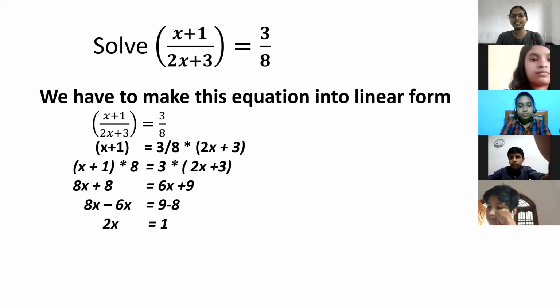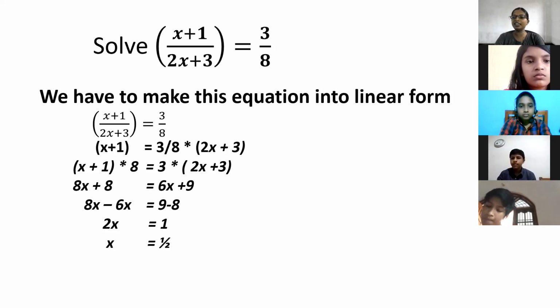Then from this, how will you find the value of x? We know that 2x is equal to 1. Here 2 is multiplied with x in LHS. Then while moving to RHS, what happens to 2? It becomes division. That is, x is equal to 1 divided by 2. Then we get the value of x as 1 by 2.